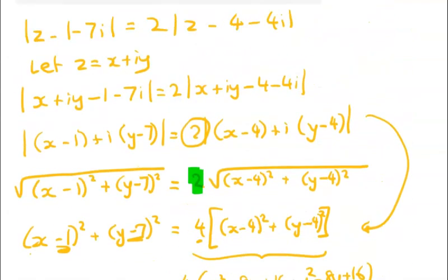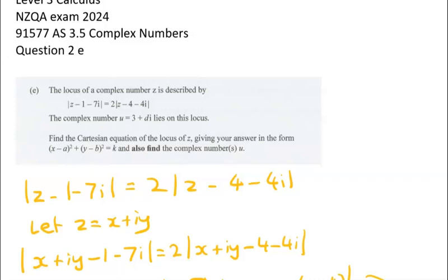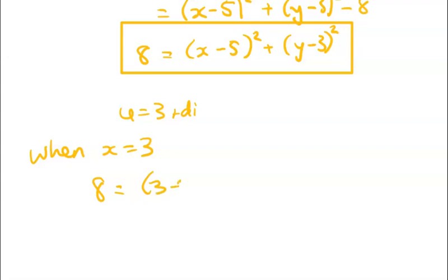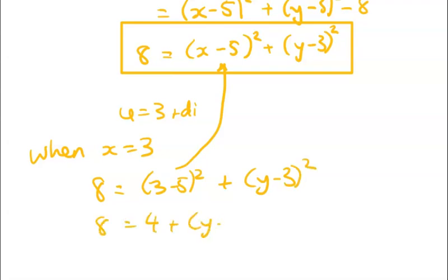That's good. And then the very last bit is to say, find the complex number or numbers u. So here it is, u equals 3 plus di. So when x is equal to 3, we get 8 is equal to 3 minus 5 squared, just substituting in here, plus y minus 3 squared. So 8 is equal to 4 plus y minus 3 squared. 4 is equal to y minus 3 squared.